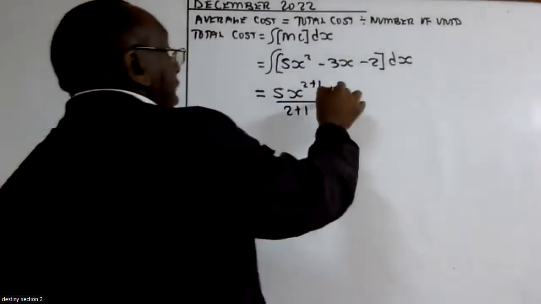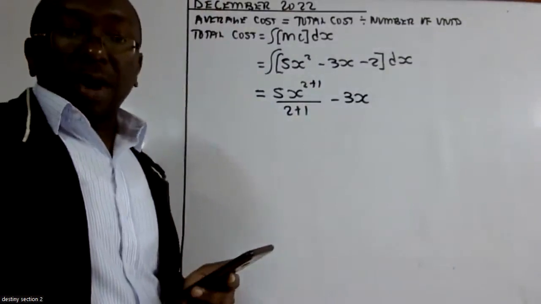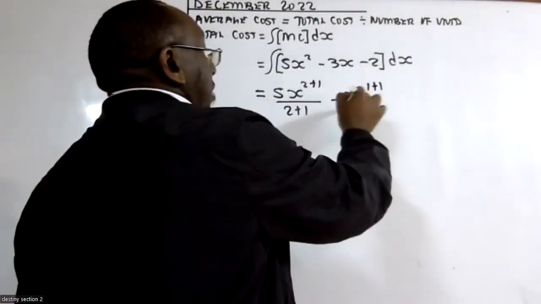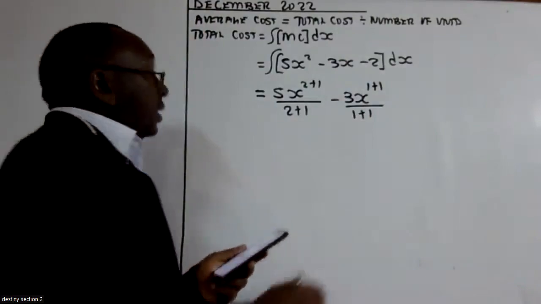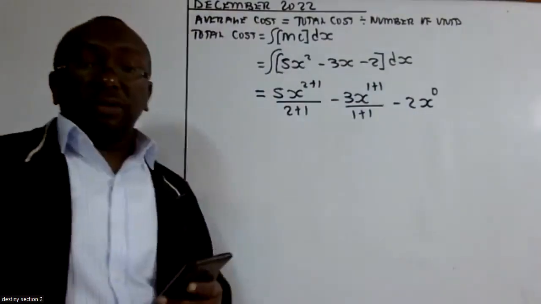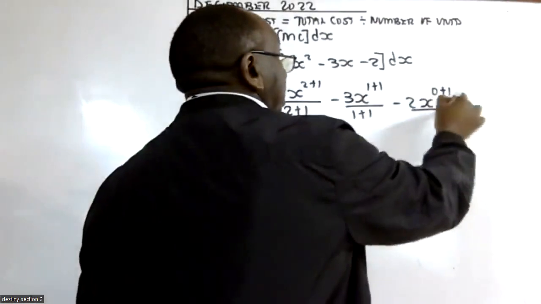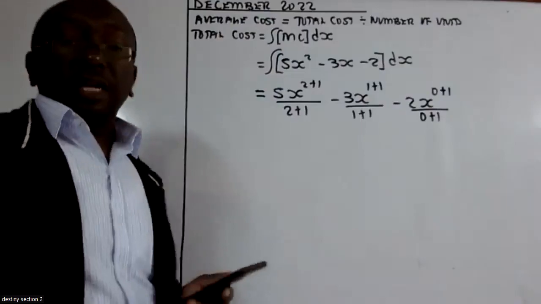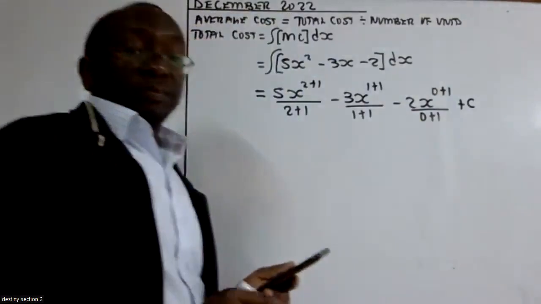Then you come here, you say minus 3x. 3x is currently raised to power 1. So you add back 1, divide by the new power, 1 plus 1. Then this one, minus 2, it is currently 2x raised to power 0. So you add back 1, then divide by the new power, 0 plus 1. And then you add the constant of integration C.